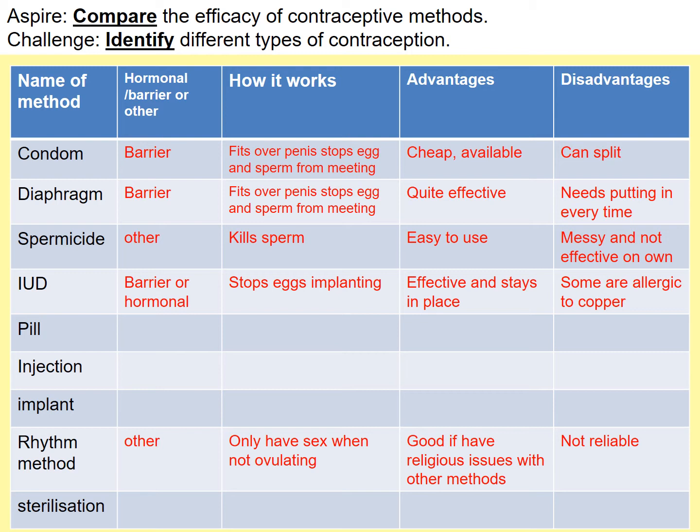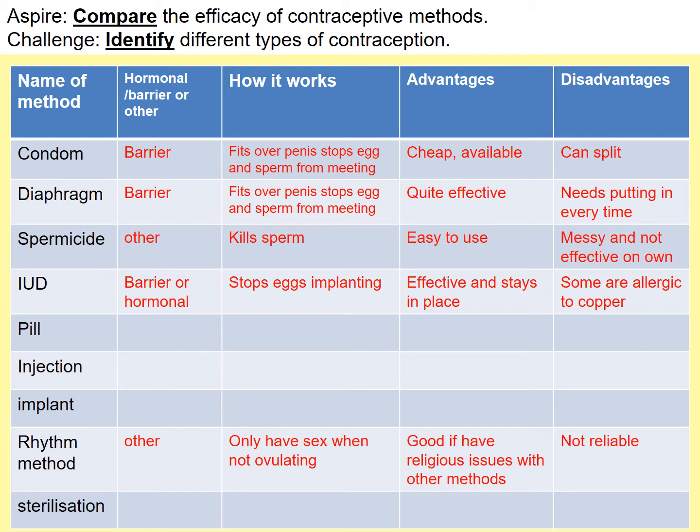The diaphragm is another barrier method. Again, this fits over the cervix, but it does the same job. It stops the egg and sperm from meeting. An advantage is that it's quite effective. A disadvantage could be that it needs putting in every time. It also needs fitting by a health professional.